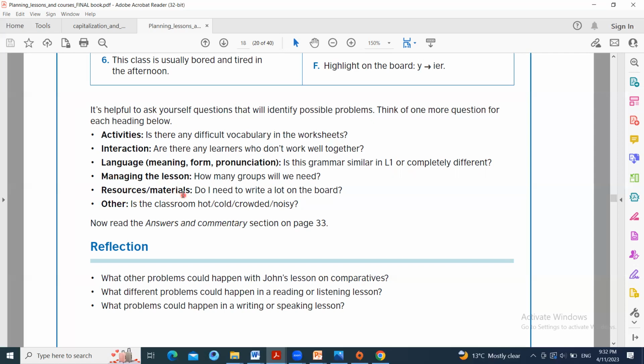Resources and materials. Do I need to write a lot on the board? Other. Is the classroom hot, cold, crowded, or noisy? Think of the atmosphere of the room itself. Okay. So here we think of such type of questions. It will be helpful to ask yourself about them to identify the problems. So thinking of such type of questions is important.